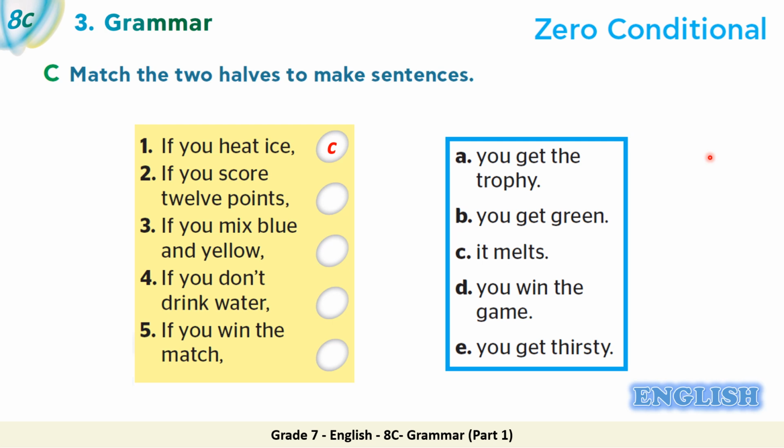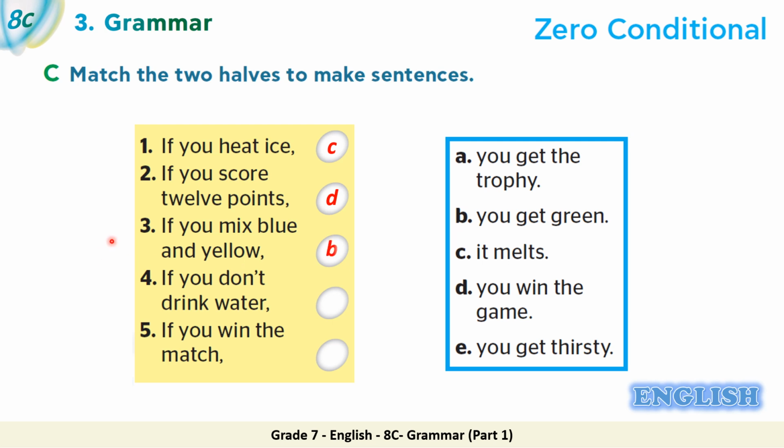Welcome back. Now, let's continue with number 2. What is the correct answer? That's correct. It's D. If you score 12 points, you win the game. That's correct. Number 3. If you mix blue and yellow, what is the correct answer?